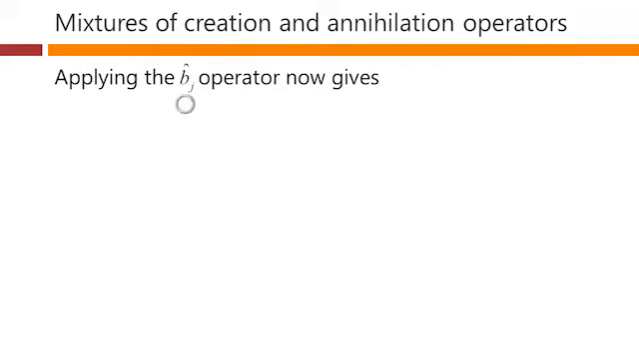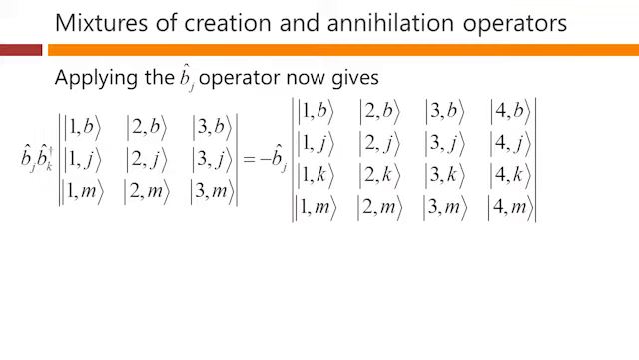Applying the annihilation operator now for state J gives us this mathematical expression, our original state, which we first operated on with the creation operator for state K. We're now going to operate with the annihilation operator for state J. This here, with the minus sign, was the result of the creation operator operating on this, and now we're going to operate with the annihilation operator.